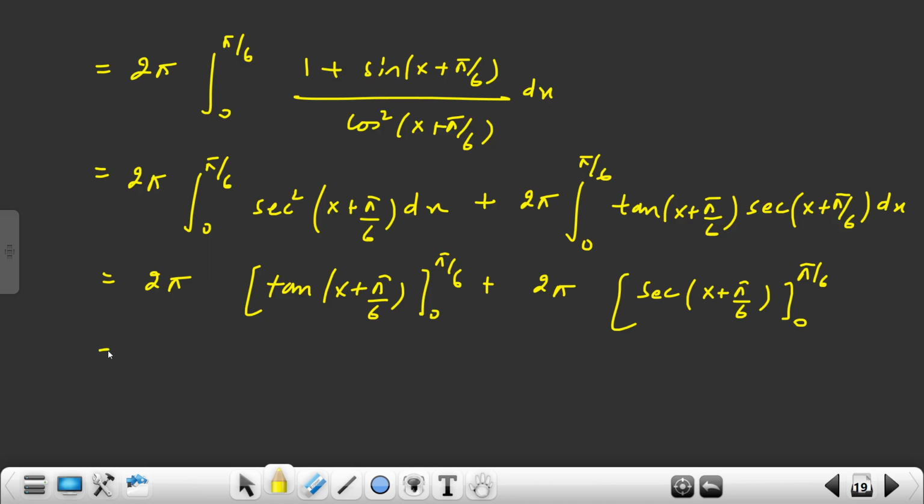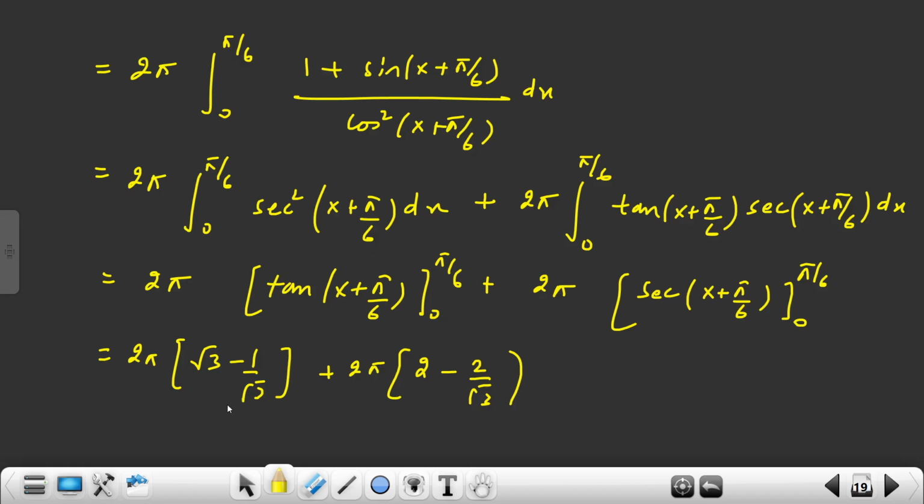Now let's put the value. 2 pi, 30 plus 30 is 60. Tan 60 is root 3. 0 if I put, so minus 1 by root 3, plus 2 pi times secant 60. Secant 60 is 2, I think. Secant 60 is 2 and for 0 secant 30 is 2 by root 3, right?